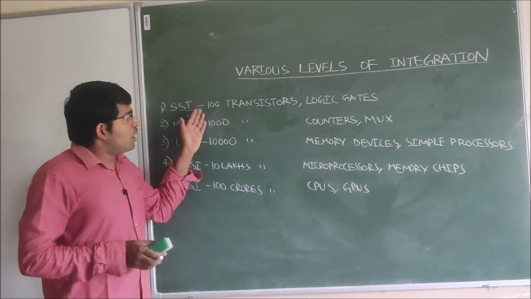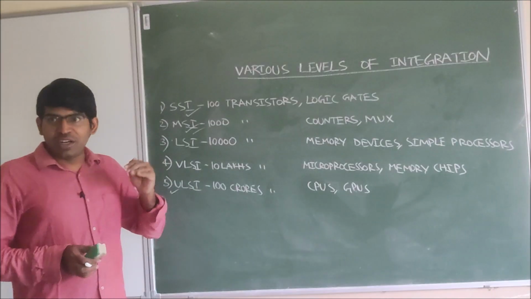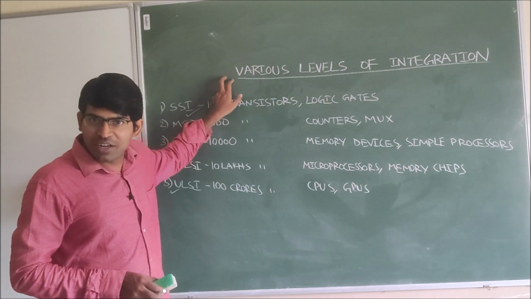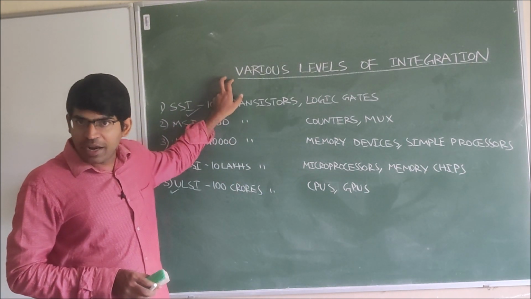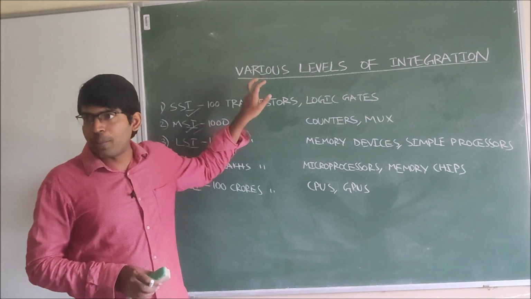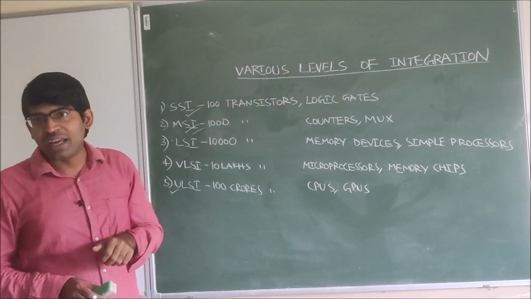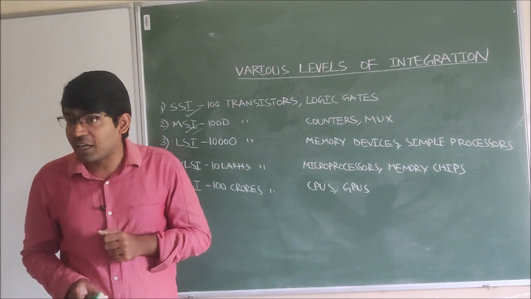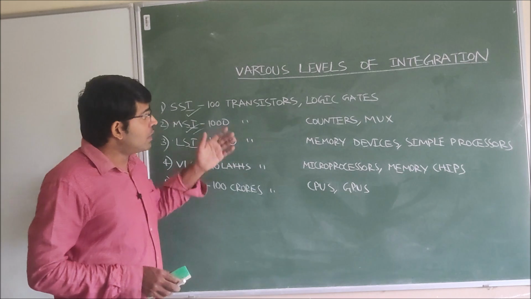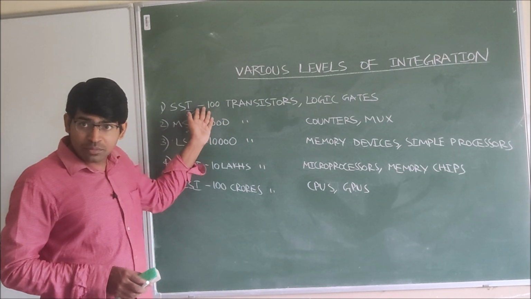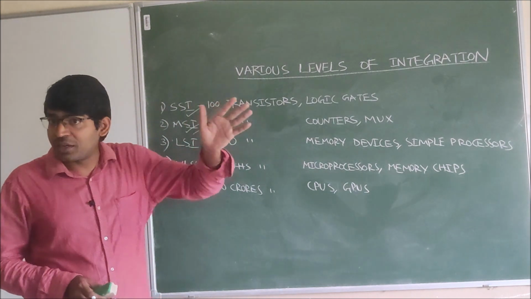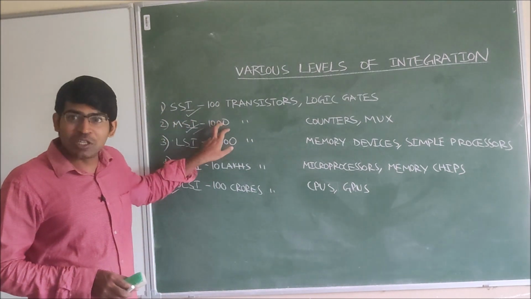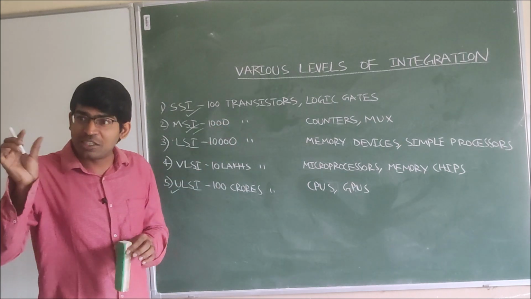So there are different levels of integration from the starting onwards. In 1947, the transistor was invented, and later in 1948 they took the patent for the transistor. In 1958, the IC came into existence. The IC was invented by Jack Kilby. Later, small scale integration came from 10 transistors to 100 transistors, and then medium scale integration came, until 1000 transistors they manufactured in a single chip.